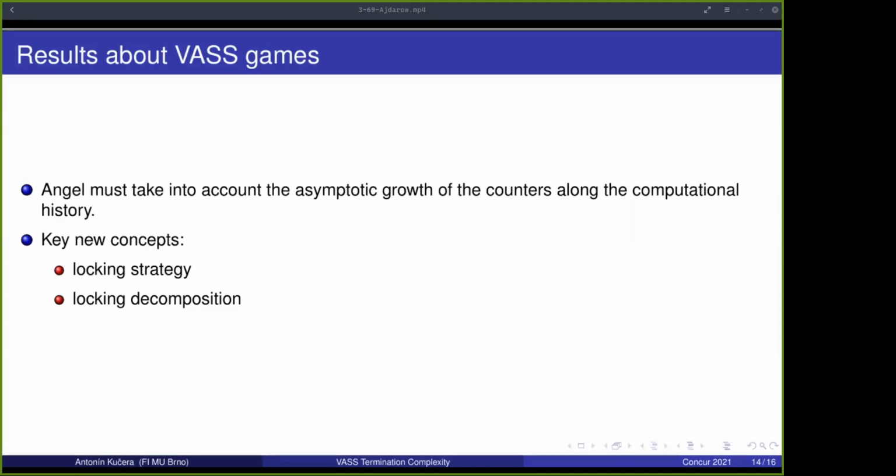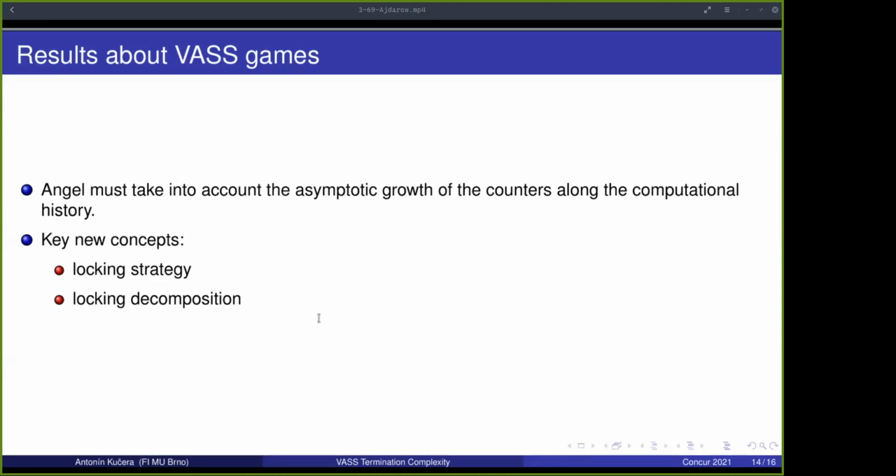Whenever an angelic control state is visited for the first time, the strategy picks one of its outgoing transitions and locks the transition, which means that whenever the state is revisited in the future, the locked transition must be used. So, as the computation proceeds, the underlying VAS game becomes more and more demonic.